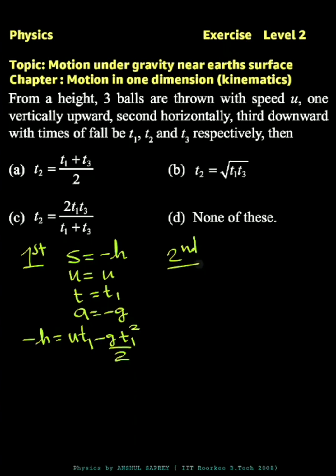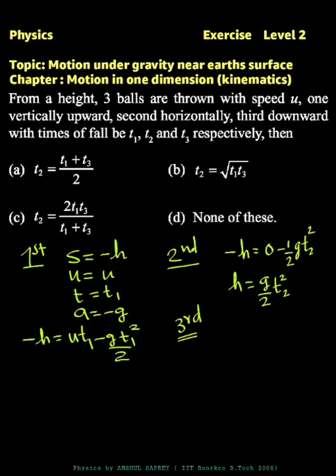For second particle, it is horizontal projection. So we can use for vertical, minus h is equal to ut plus half at square. Vertical initial velocity is 0. So 0 minus half g t2 square. So h is equal to g by 2 into t2 square.